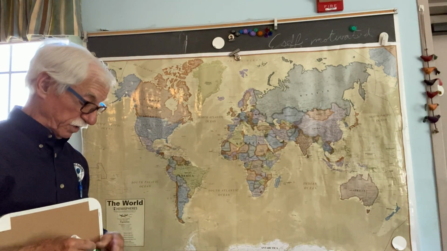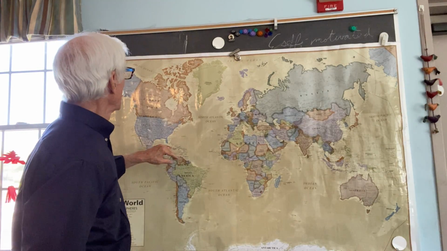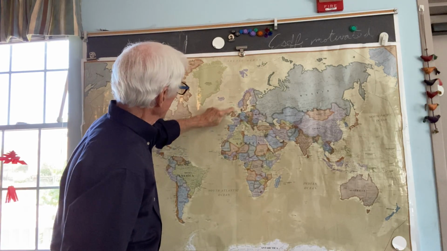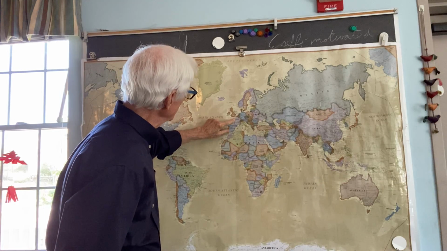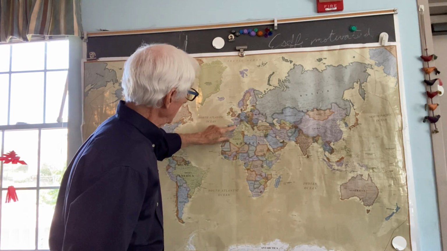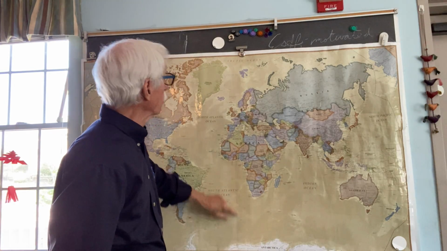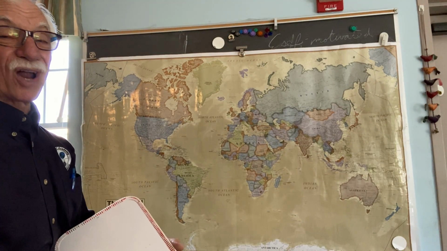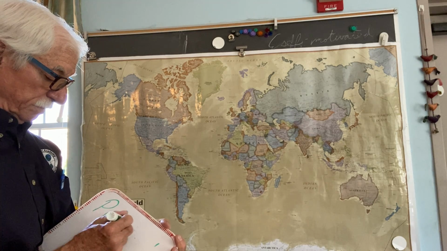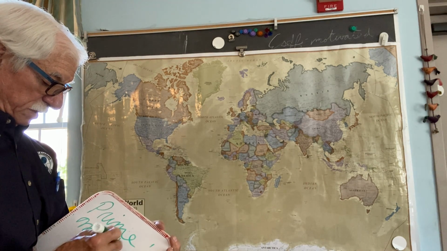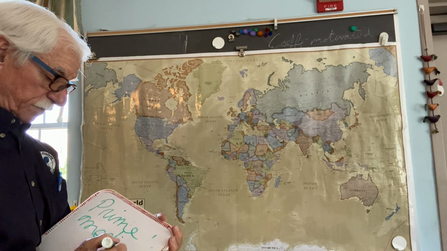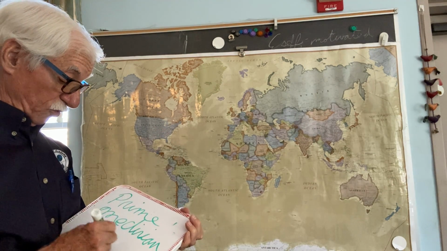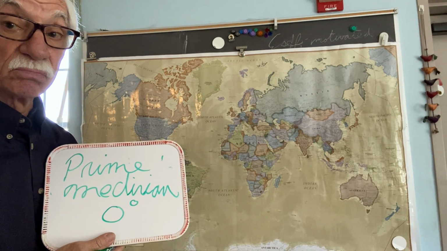Well, we have a very, very important longitude as well. The longitude right here, this line that goes down right here and cuts right through London, and all the way down from the South Pole, all the way up to the North Pole. That longitude is called the prime meridian. Prime means main. The prime meridian, and the prime meridian also is a 0 longitude.